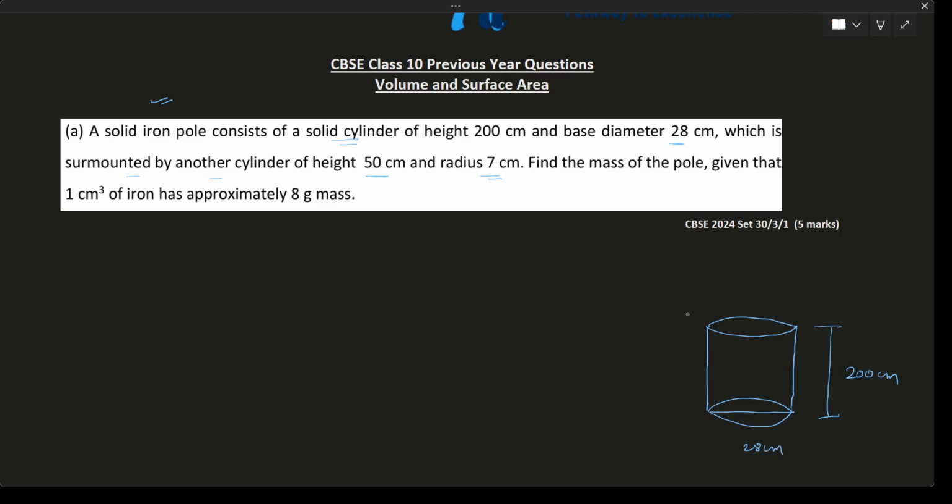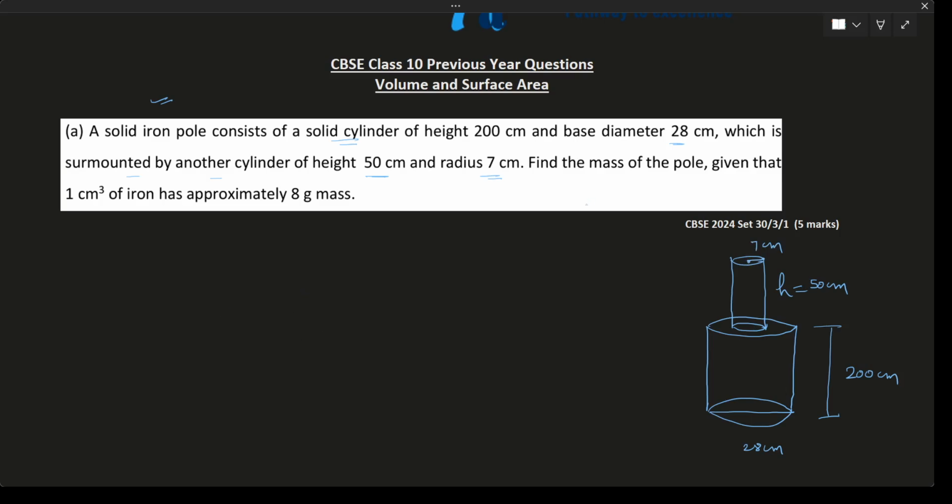Now it is surmounted by another cylinder. Surmounted means there is another cylinder on top of it, a smaller cylinder. I'm not drawing it to scale. The height of this one is given as 50 centimeter and the radius for this one is given as 7 centimeter. Clear? Now this is the figure.